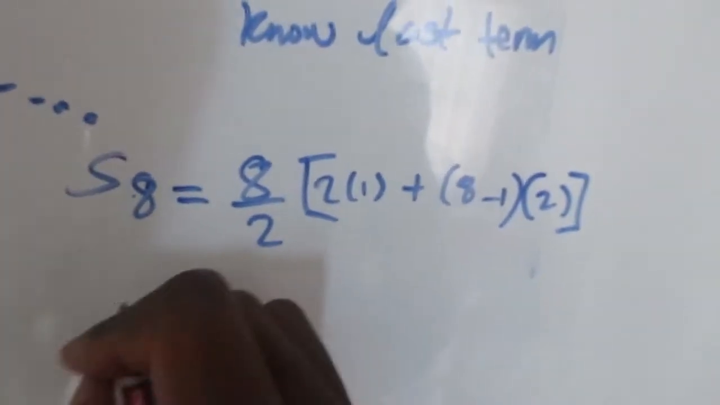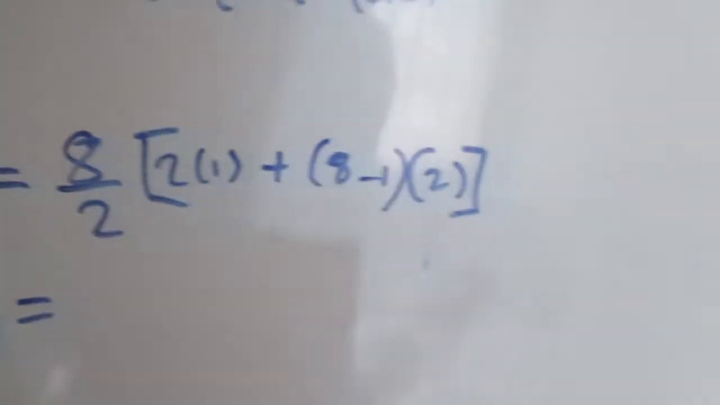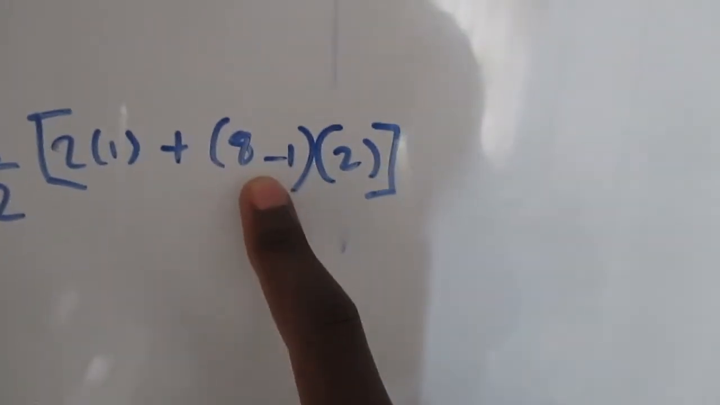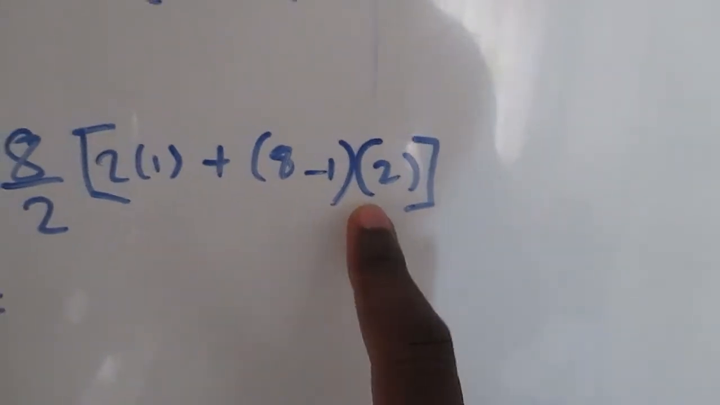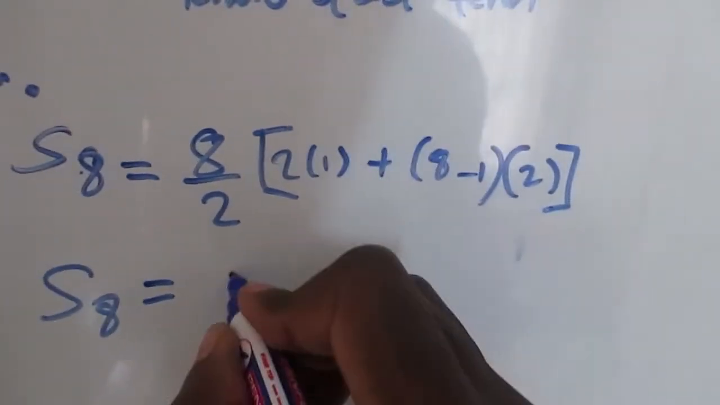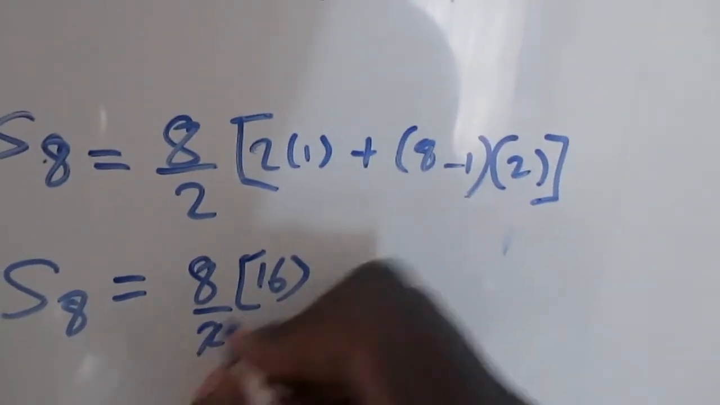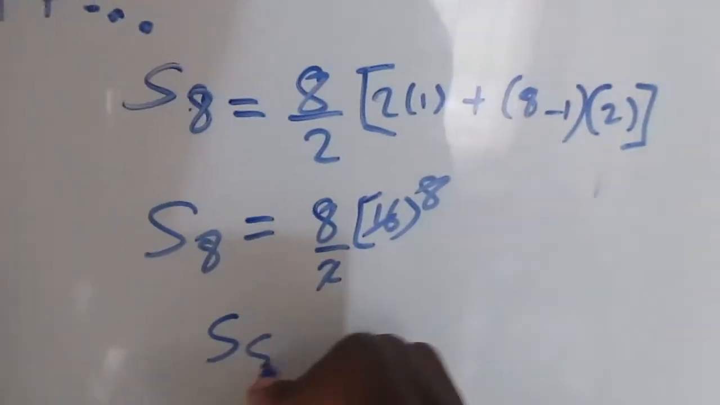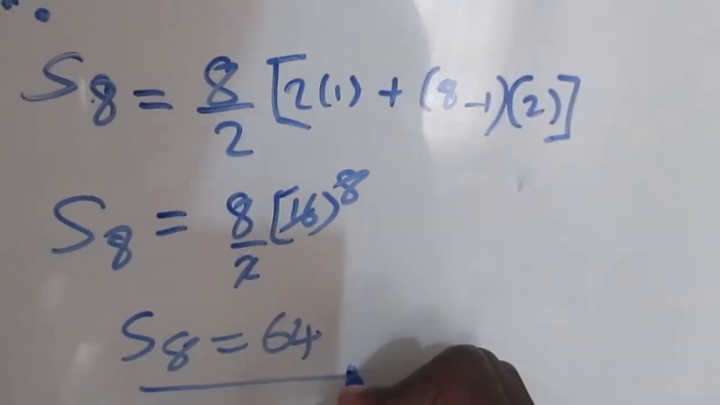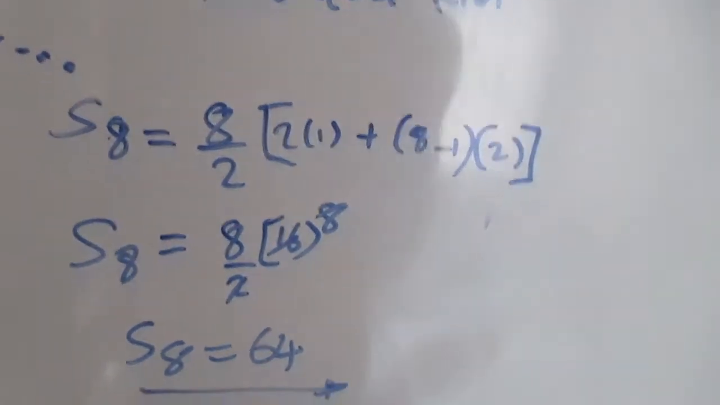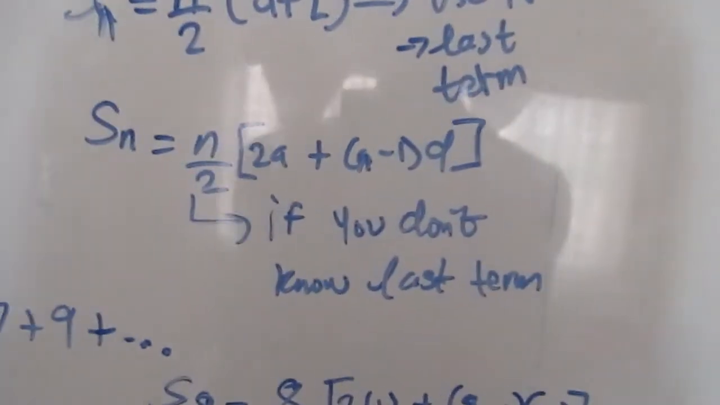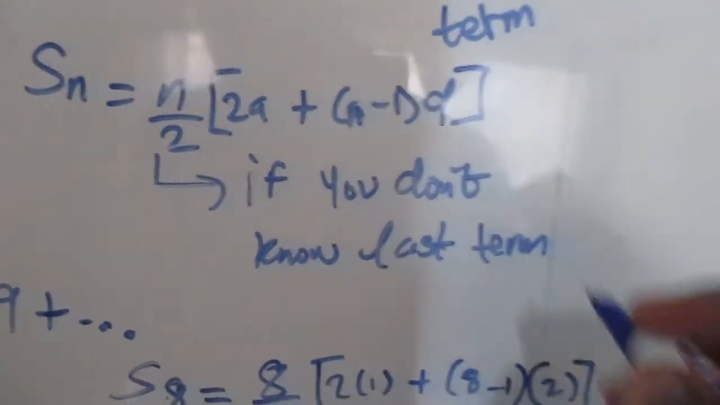And you're just basically going to compute the sum to 8 terms. And here you have 7 multiplied by 2, which is 14, added to 2, 16. So this is what you basically have over here. And the answer should be 64. So that is basically how you use the second formula of the arithmetic series.